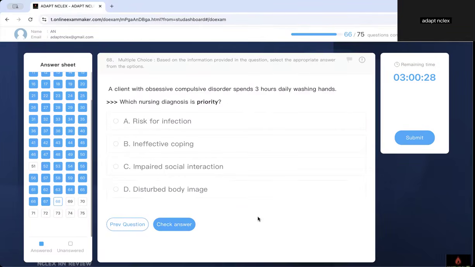A client with obsessive compulsive disorder spent 3 hours washing her hands. Obsessive. He has an obsession about something, and therefore is being compelled to do something to take away the obsession. He does it for 3 hours. How do you diagnose them? Are they at risk of infection? Are they having coping issues? Do they have social interaction and disturbed body image problems?